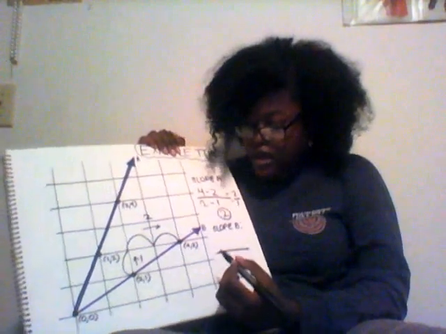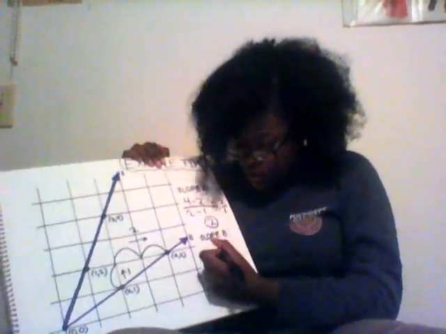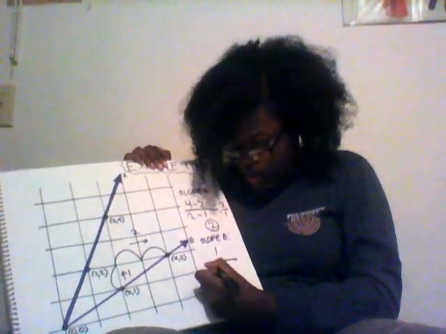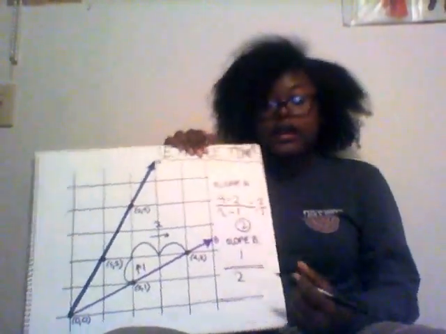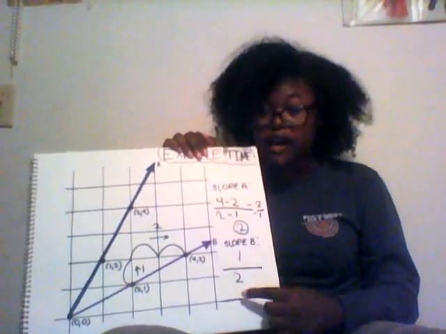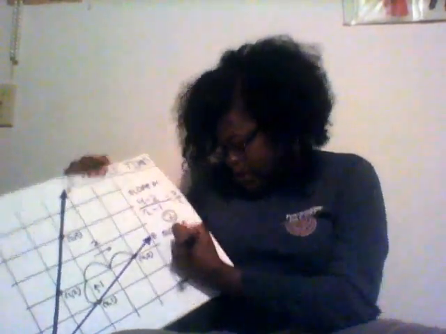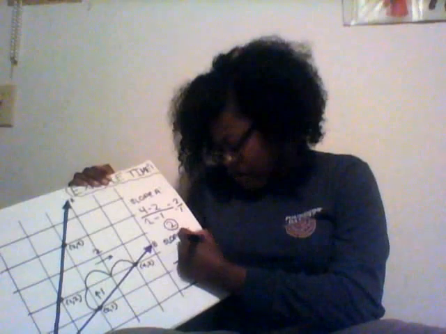So what we do from there, like we did before, we do the rise over the run. So you do 1 over 2. And because this is a fraction, we can simply leave it as 1/2 as the slope. Or if you want to put it in the decimal, we can say that it's equal to 0.5.